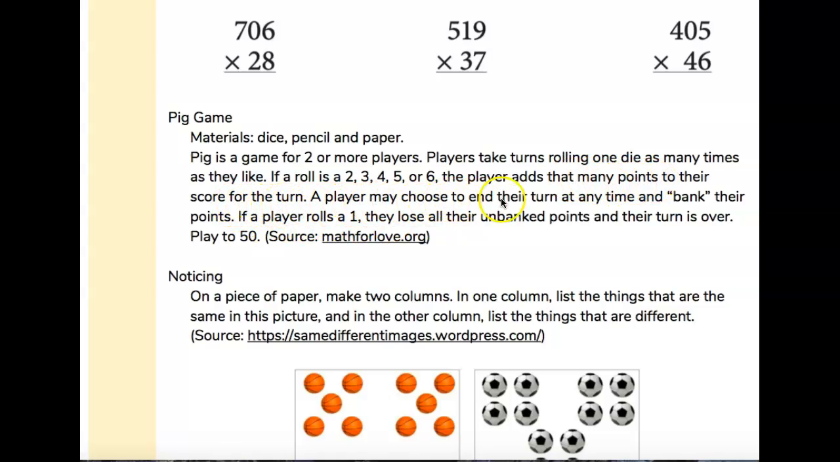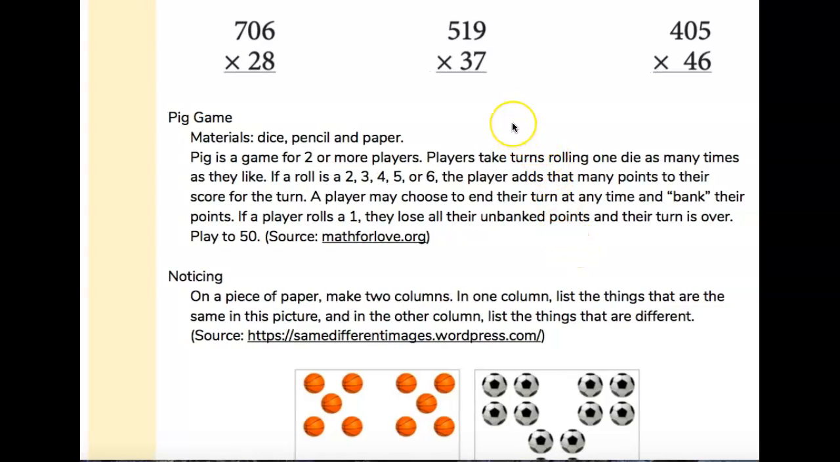A player may choose to end their turn at any time and bank their points. If a player rolls a 1, they lose all their unbanked points and their turn is over. Play to 50. Wow, I've never heard of this game, but I think that sounds so much fun.